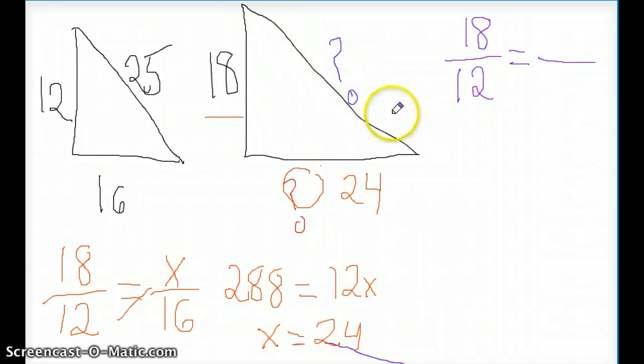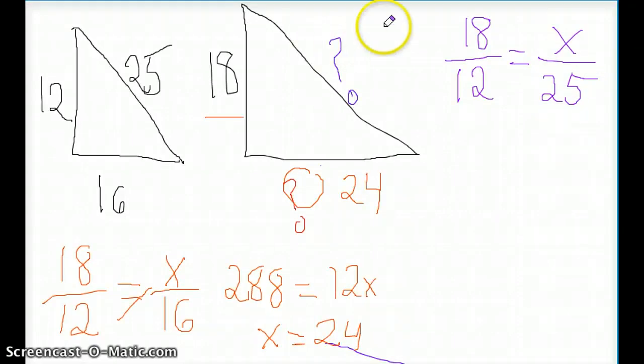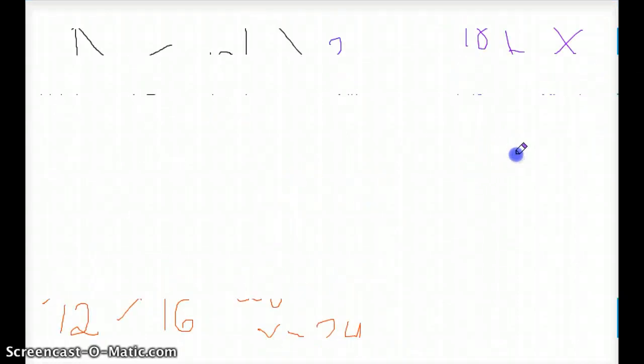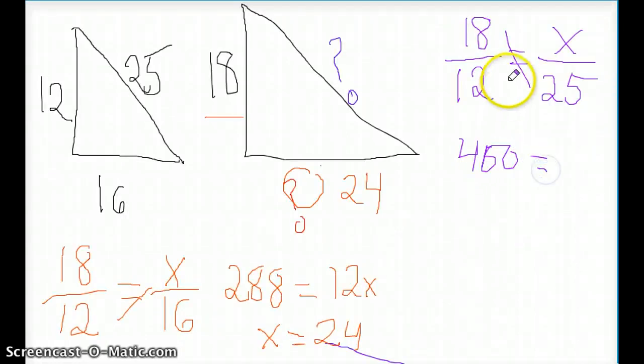I'm not sure of the hypotenuse, or the slanty side, of this large triangle. We'll call that x. But the hypotenuse, or slant, on the other triangle is labeled 25. So we know that measurement. Again, same method for solving this. We'll do 18 times 25 to cross multiply this way, and cross multiplying the other way will give us 12x.